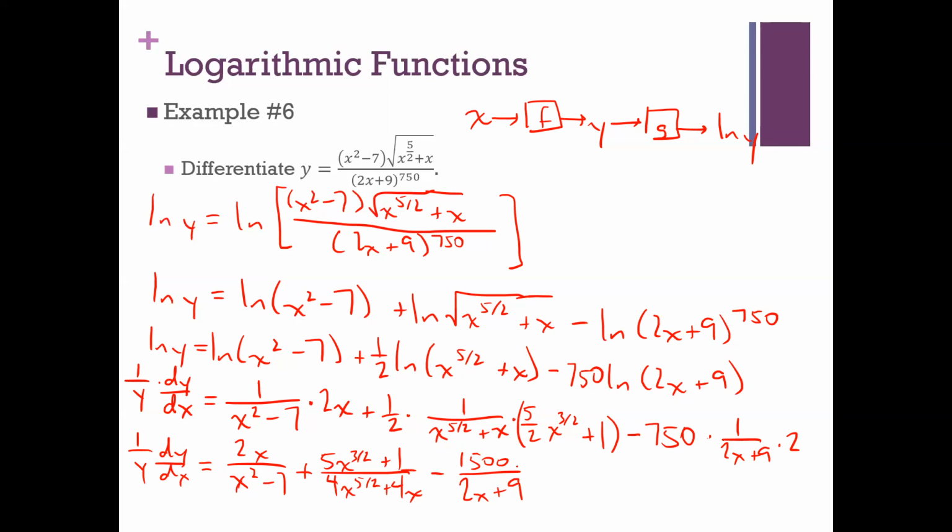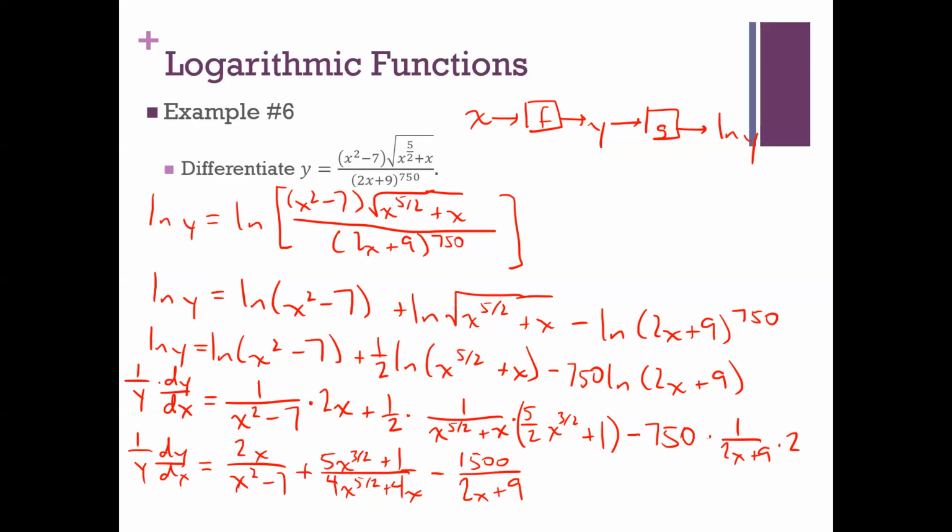Are we done? Yes. No. So what are we after? What's the thing we're trying to find here in the end? dy dx. We're so close. What do we have to do? You've got to multiply y to both sides.